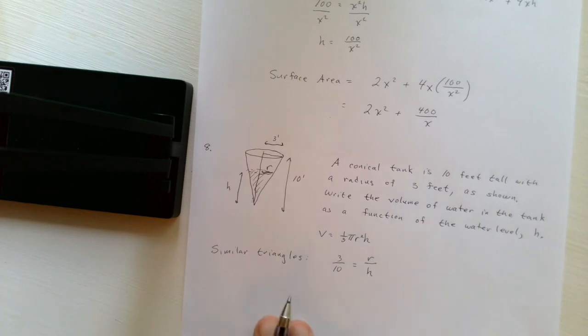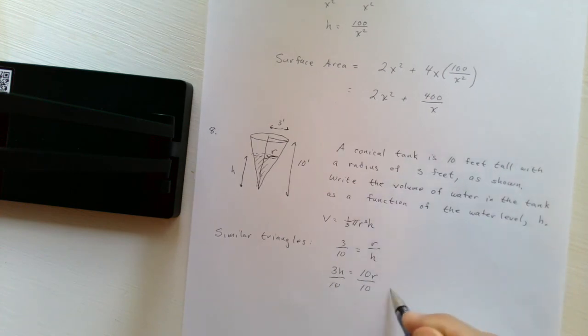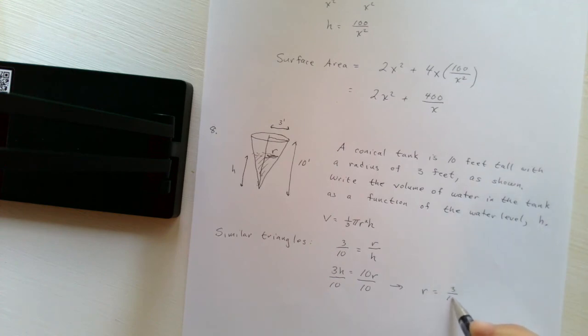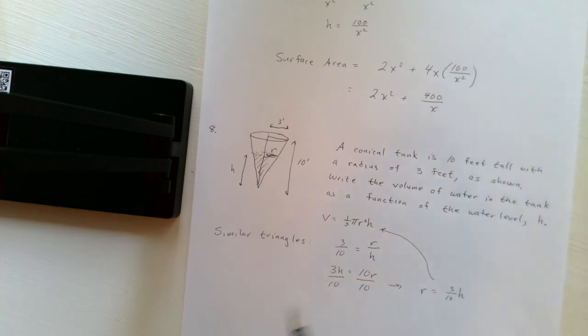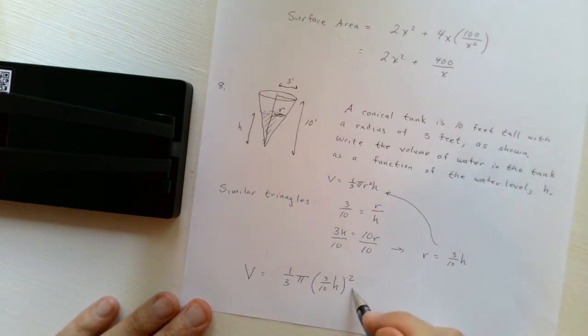And then this gives us our relation between r and h. We can cross multiply, we get 3h equals 10r. And what are we trying to do again? We want everything in terms of h. So we want to write r equals something times h, so we divide by 10, and we get r is 3/10 times h. Okay, and then we can plug this back in here. So the volume will be 1/3 pi times (3/10 h) squared times h.